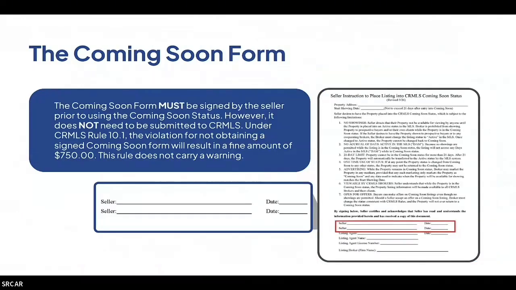Here's the coming soon form. This can be found on the compliance page. If you don't have this form and we ask for it for whatever reason down the road, it is a no warning $750 fine if you put in a listing as coming soon and did not have this form signed.